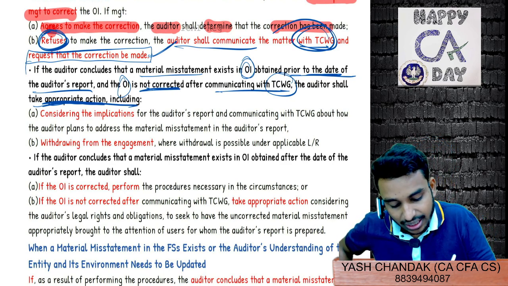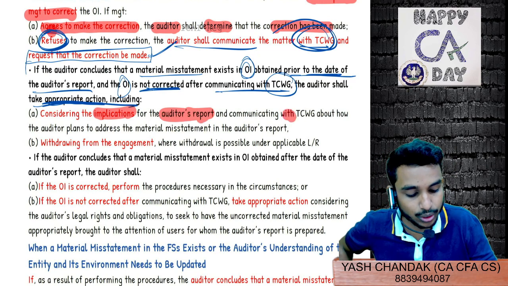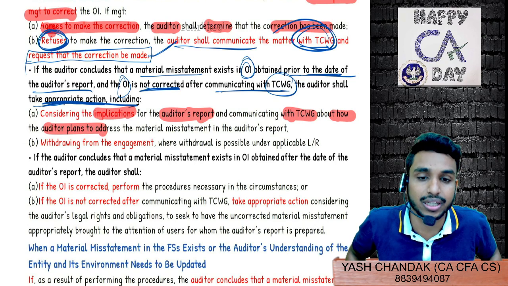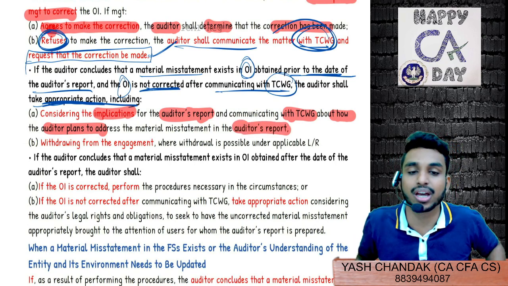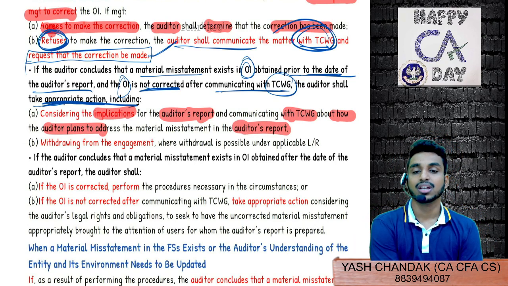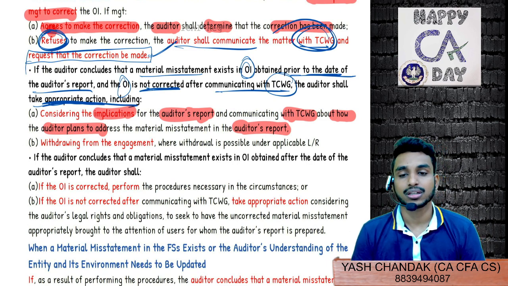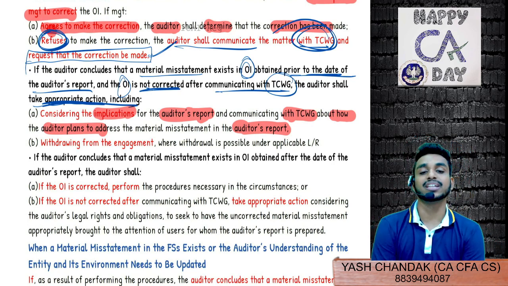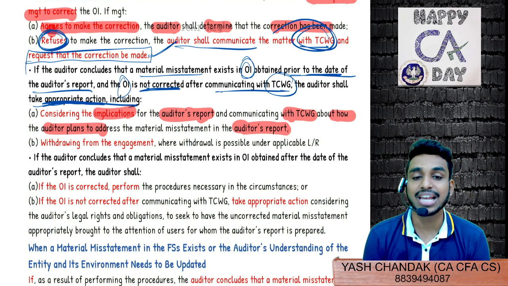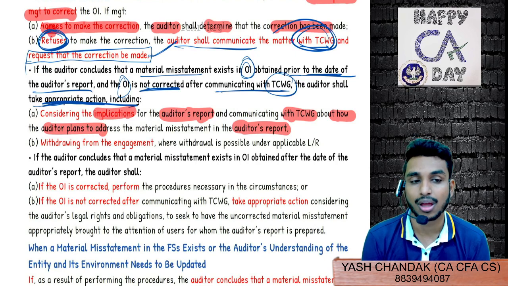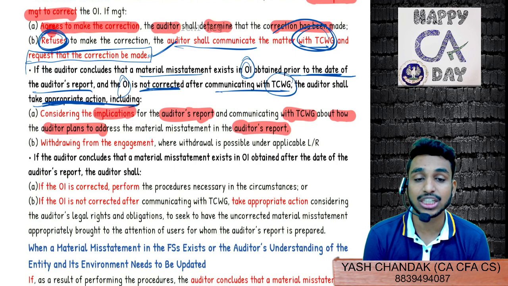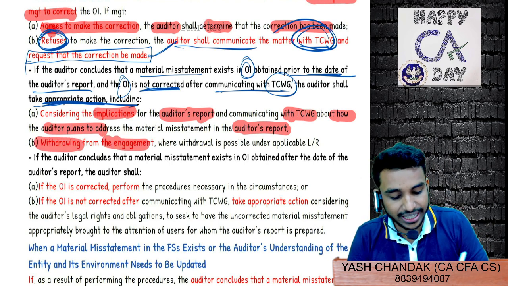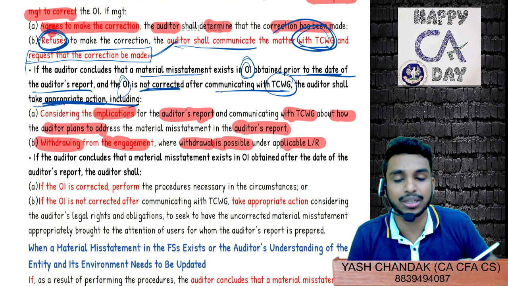So the auditor will now consider the implication on his auditor's report and communicate with TCWG about how the auditor plans to address this MMS in his opinion. In the auditor's report, he will see whether to modify it, or give an adverse opinion or a disclaimer of opinion. So that will also be communicated to TCWG: if the management will not be correcting the MMS in the OI, then I will have to look upon the same in the auditor's report. Then I'll have to consider whether I should modify the audit report, and I can also withdraw from the engagement, where withdrawal is possible under applicable law and regulation.